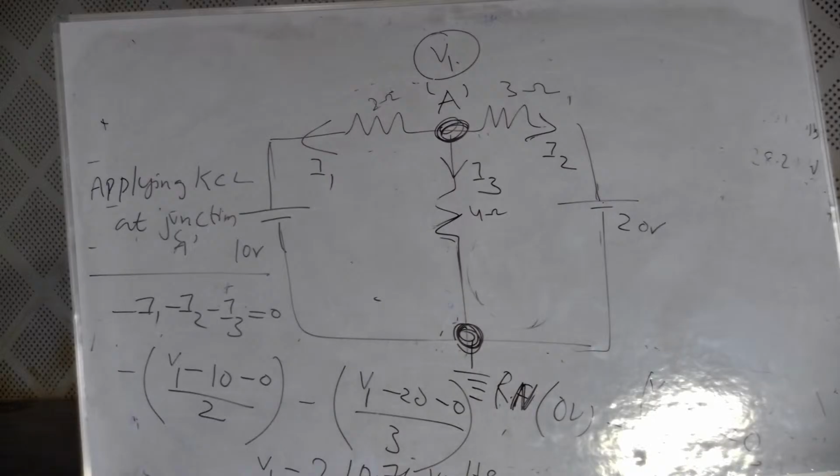Current through the branches. Get the answer: 10.76.